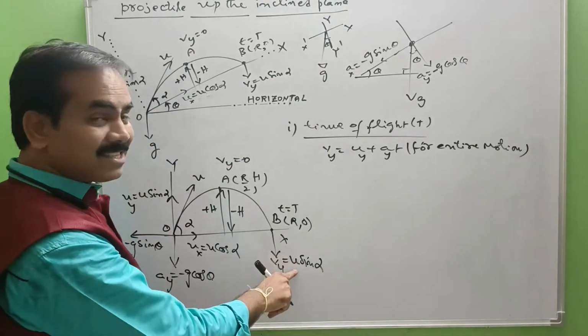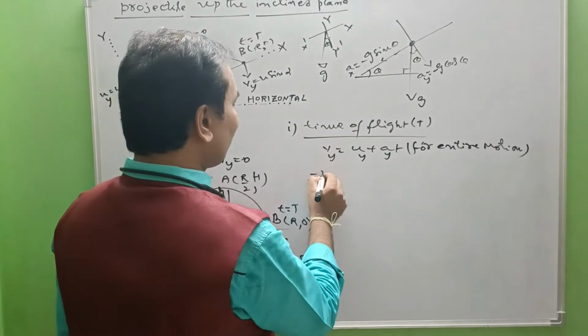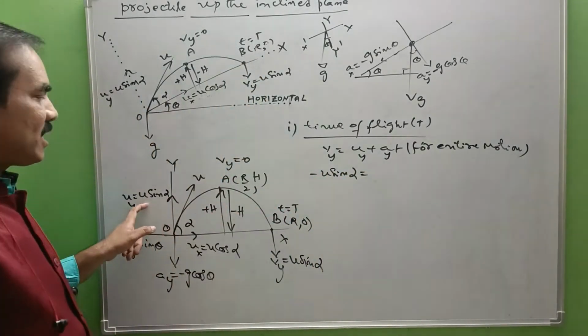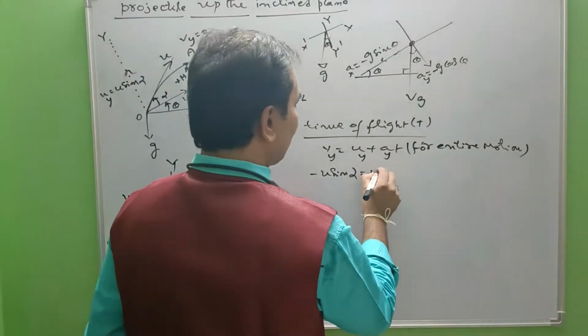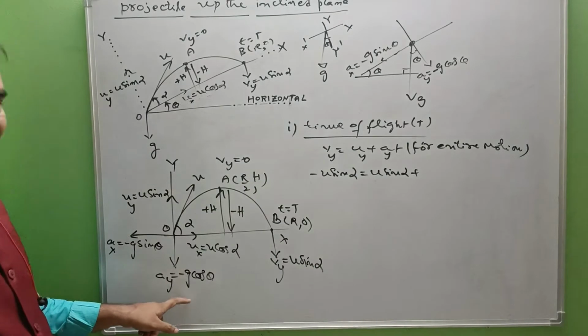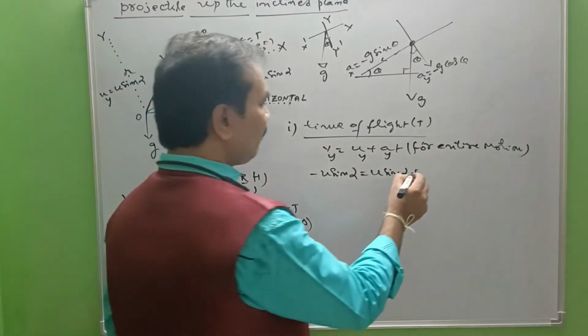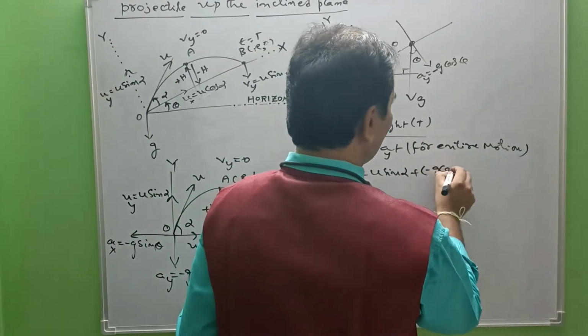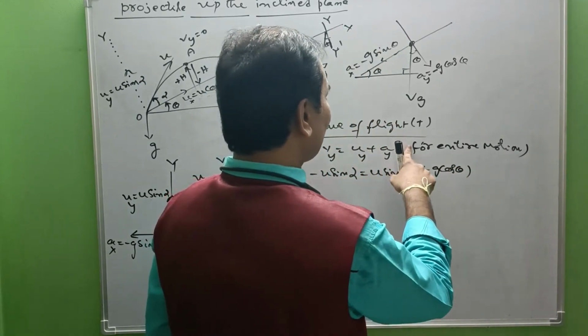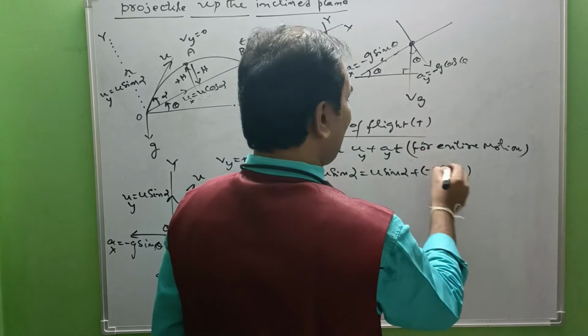Therefore, take with sign convention, that is minus u sin alpha. Minus u sin alpha equal to Uy, which means u sin alpha, plus Ay. What is Ay? Minus g cos theta, into what is the time here? That is time, capital T.